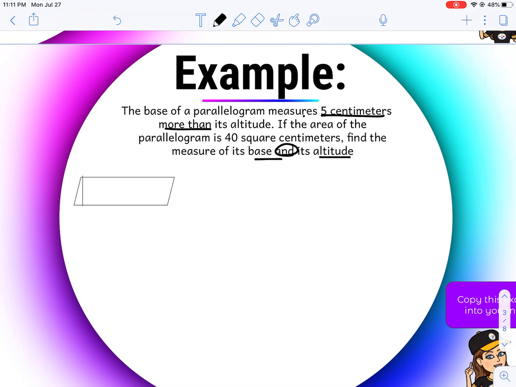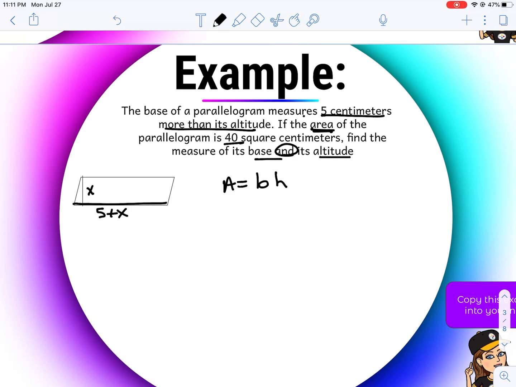To start with, the base is 5 centimeters more than the altitude. If you remember from geometry, altitude means height. So I don't know the height, so I'm going to call that x, but I do know that this base is 5 more than that. So the whole bottom is 5 plus x. Also recall that the area of a parallelogram is the same as a rectangle, it's just base times height.